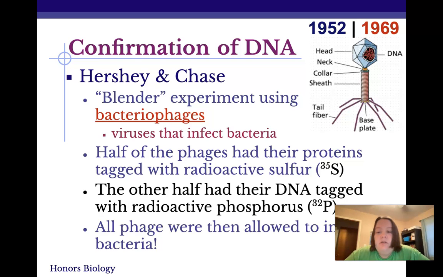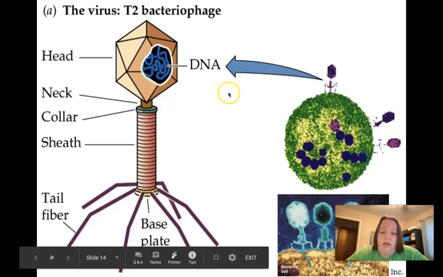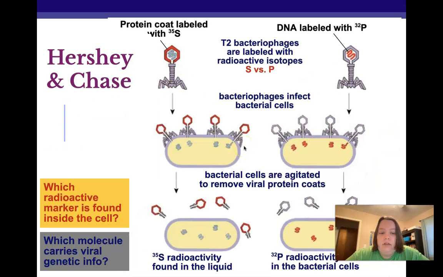So the key part of this that you're going to need to know is that a virus looks kind of like this guy here. They have two parts. They're made up of DNA on the inside and protein on the outside. And they used radioactivity to label the protein and to label the DNA and see which one was transmitted. Because a virus makes something sick by injecting its genetic material into it.